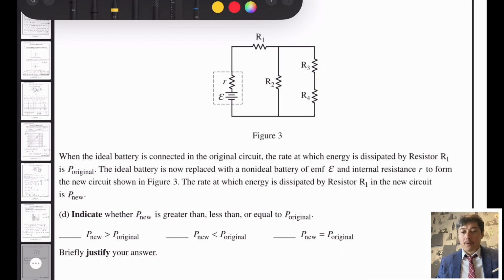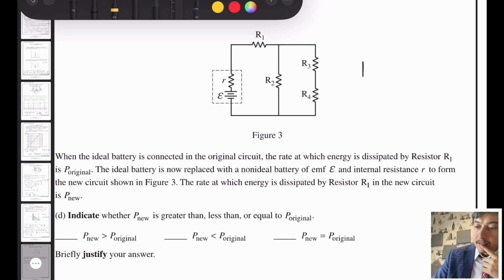Next part. When the ideal battery is connected in the original circuit, the rate at which energy is dissipated by resistor R1 is P original. The ideal battery is now replaced with a non-ideal battery of EMF epsilon and internal resistance small r to form the new circuit shown in the figure. So we can see that there is another resistance, small r, in the circuit. The rate at which energy is dissipated by resistor R1 in the new circuit is P new. Indicate whether P new is greater than, less than, or equal to P original.